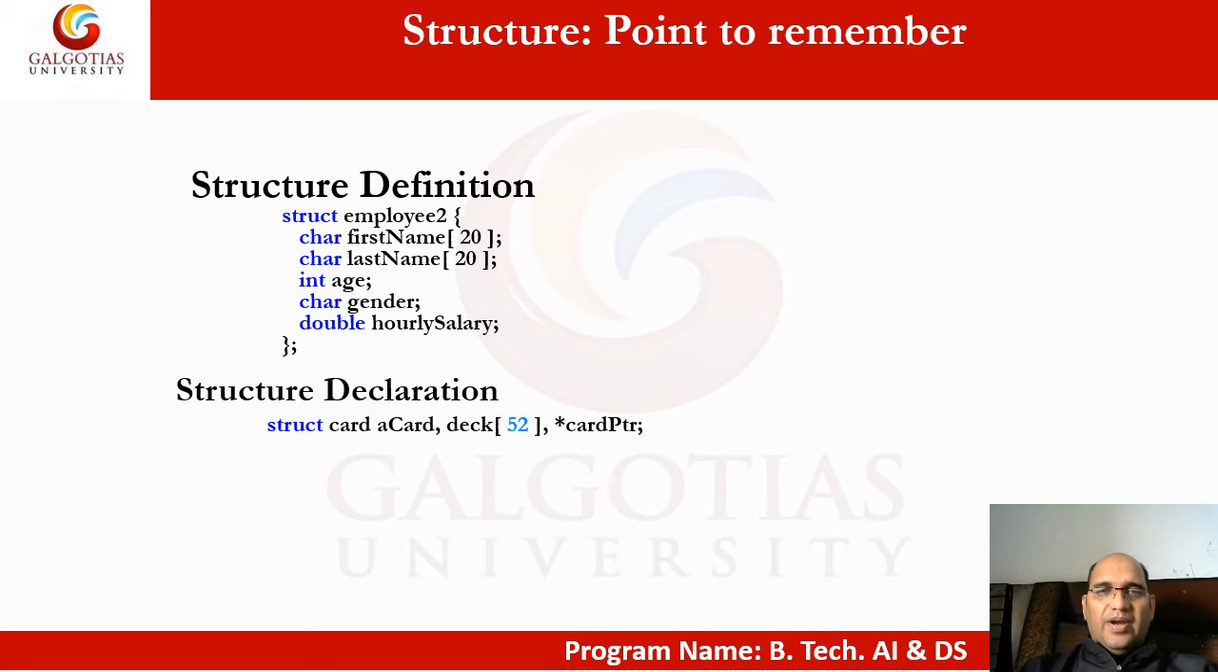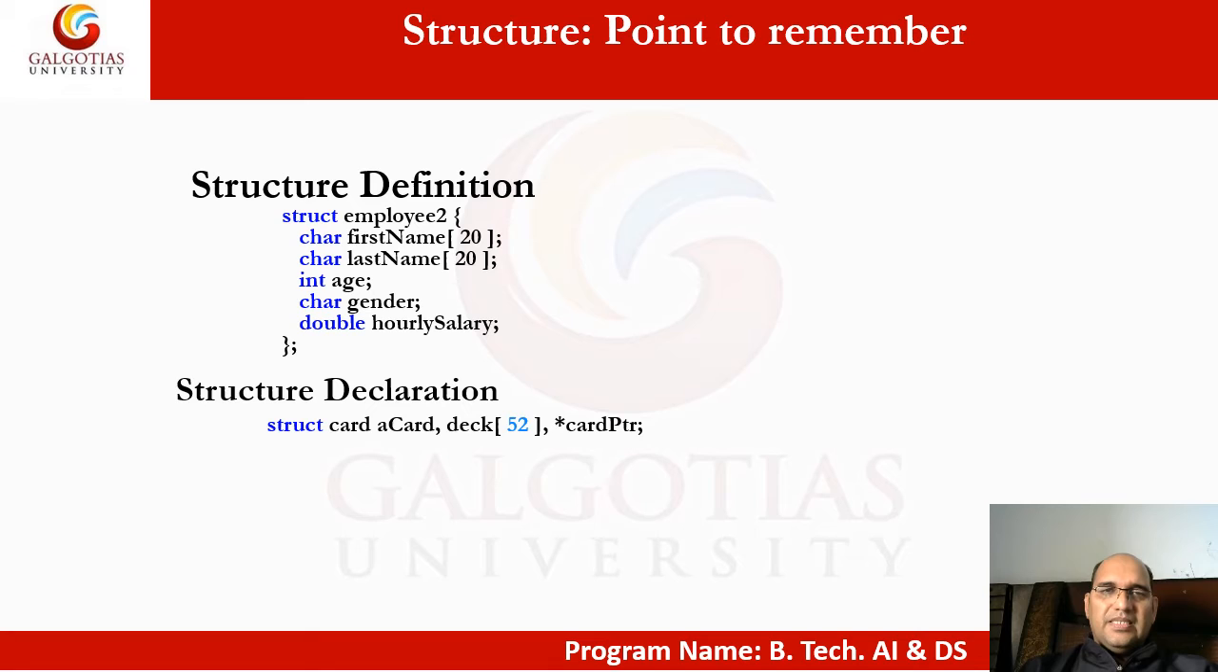You are going to allocate the memory for deck[52], and this is an array of structure. So there are 52 reserved spaces of size struct card, and you are going to have a pointer type variable, that is cardPtr, for struct card. So this is what we do in the declaration.